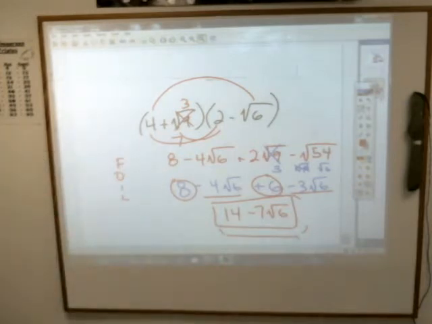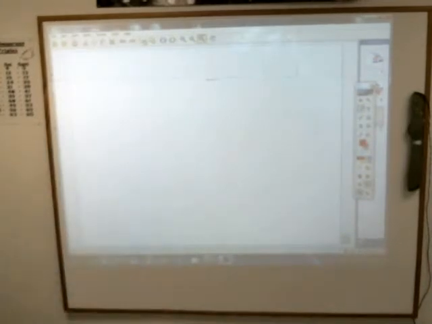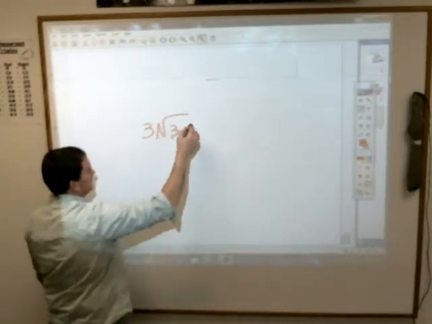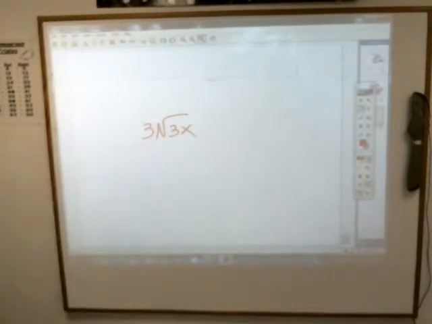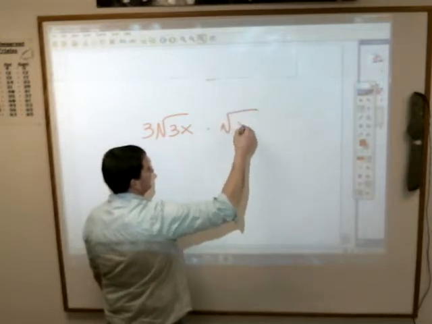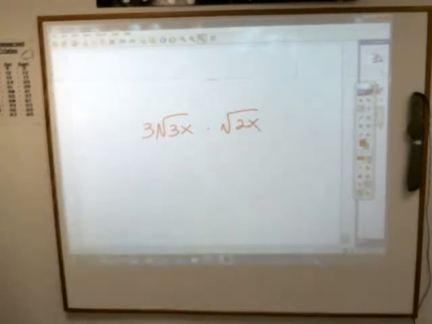Let me see what other fun and interesting things we have for you. How about this one? Give you a chance to do this one. What would 3 times the square root of 3x times the square root of 2x be? I'm going to give you a second to do that on your own. You tell me what you get for an answer.